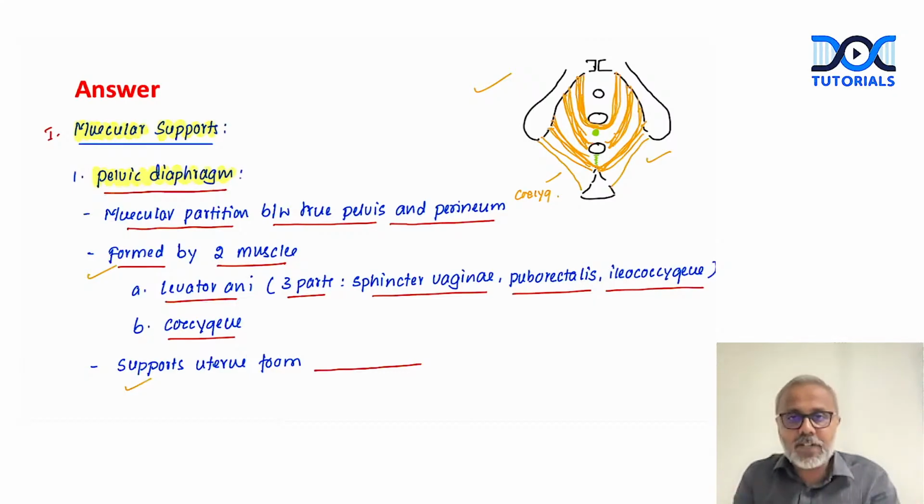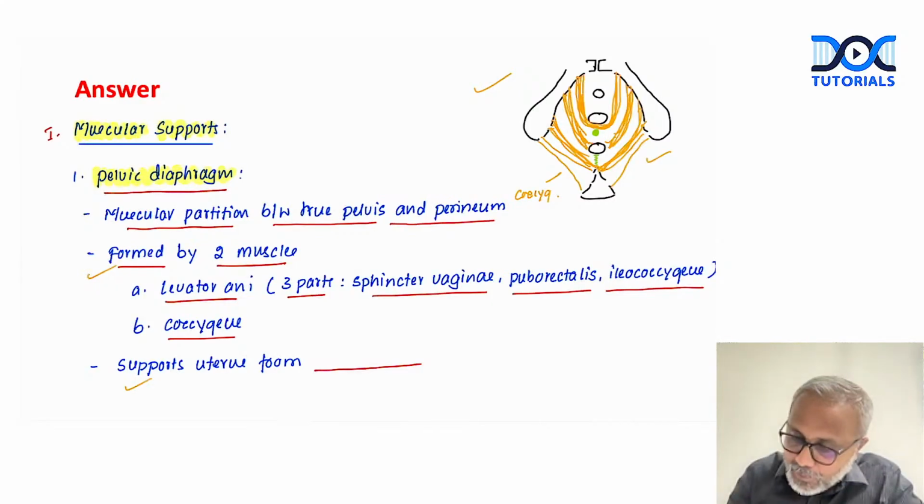Now, pelvic diaphragm is actually forming the floor of the true pelvis, right? So it supports the uterus from below. That is what you need to write. So the pelvic diaphragm will support the uterus from below, right?